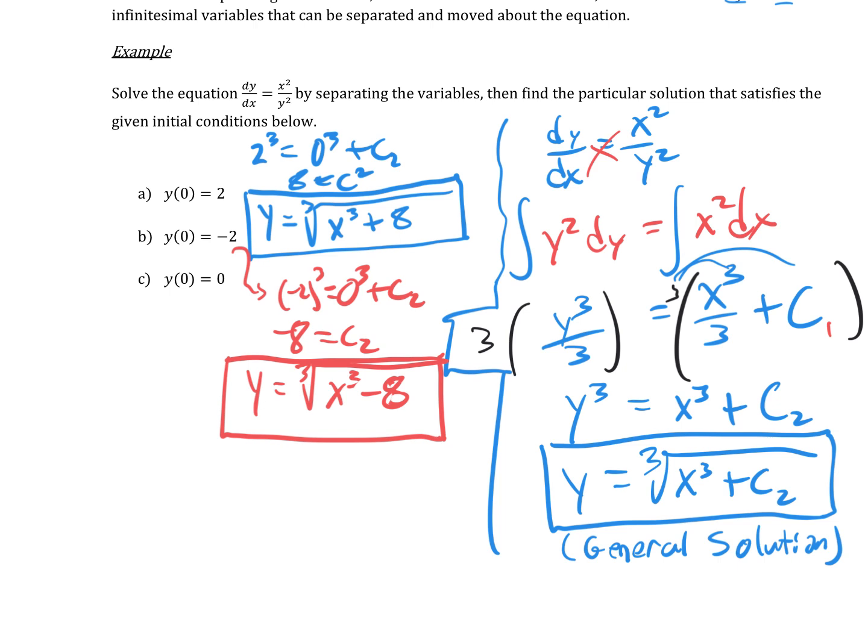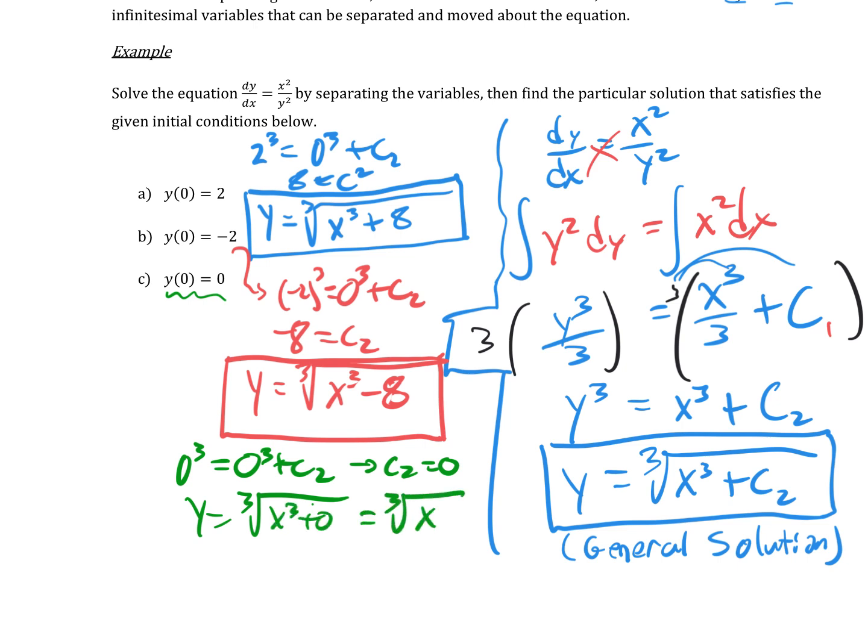So we have 0, 0. Let's plug that in. We know 0 cubed equals 0 cubed plus c2, which tells us c2 is 0. And now our equation is y equals the cube root of x cubed plus 0. Well, that's just the cube root of x cubed, which is x. y equals x. So we can simplify that all the way.